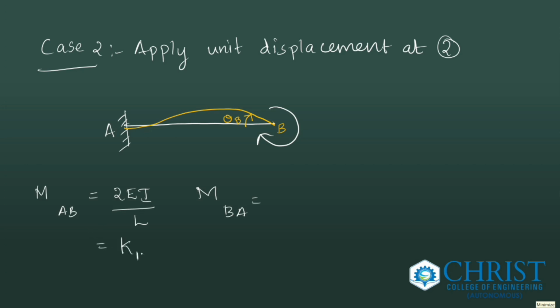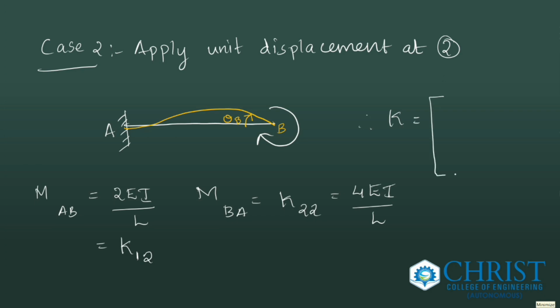Similar to the previous procedure, MBA will be 4EI by L, where MAB is equal to K12, the stiffness at the first point, or force at the first point due to displacement at the second point. And K22 means force at the second point due to displacement at the second point. That is 4EI by L.